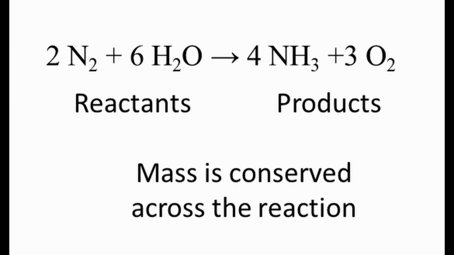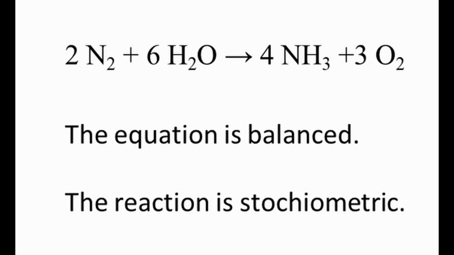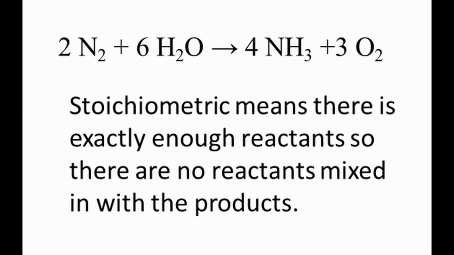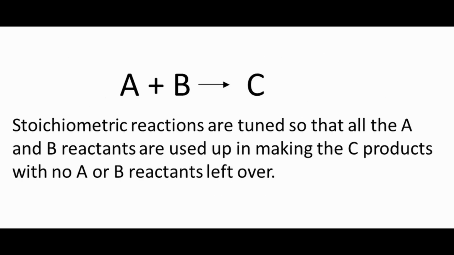Earlier in this discussion of chemistry, when I was talking about nitrogen-fixing bacteria, in the formation of ammonia equation we just covered, we see a balanced equation as well as a stoichiometric equation. All equations must be balanced or the conservation of mass and the conservation of elements is violated. Stoichiometric means all the reactants are used up to produce products with no reactants left over. In stoichiometric reactions, the amounts of reactants are measured so that the amount of reactant A and the amount of reactant B are tuned to the exact amount to use up all the reactants.